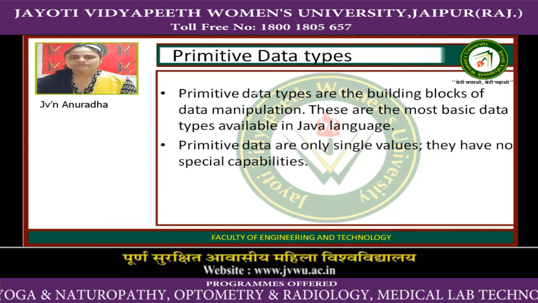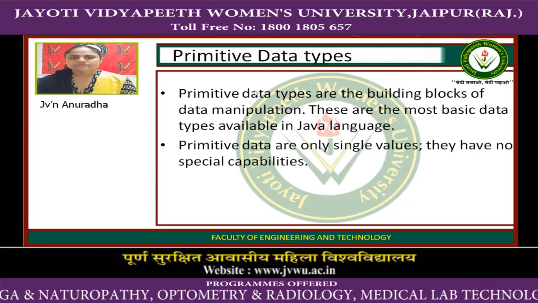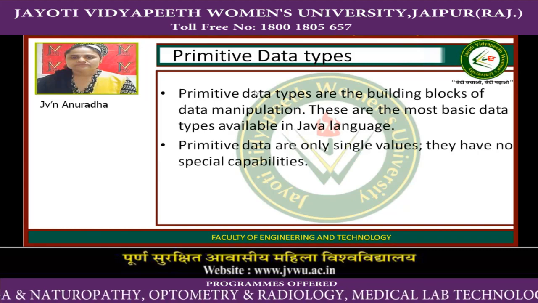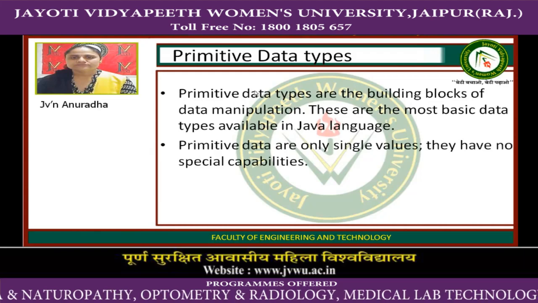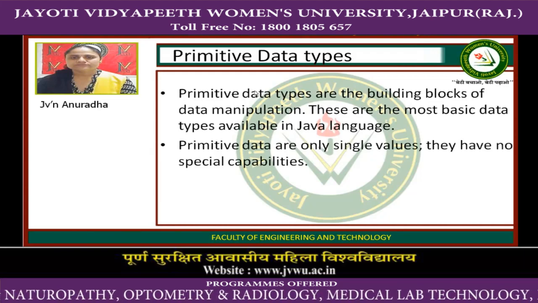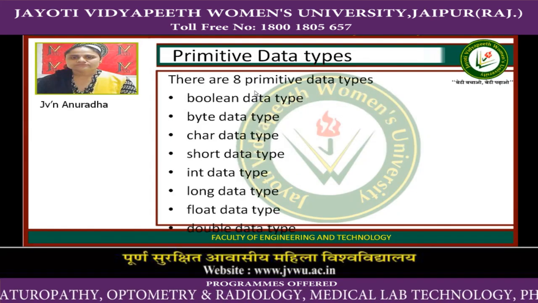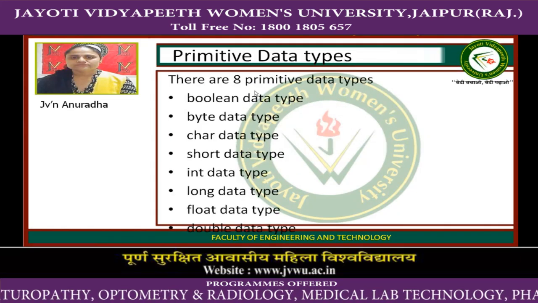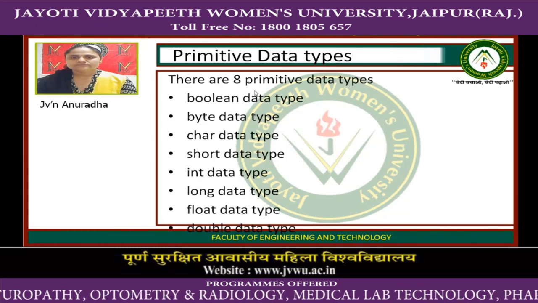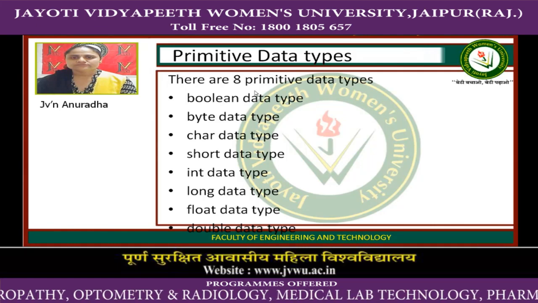Primitive data types are the building blocks of data manipulation. These are the most basic data types available in the Java language. Primitive data types hold only single values. They have no special capabilities. There are 8 primitive data types supported by Java. Primitive data types are predefined by the language and named by a keyword.